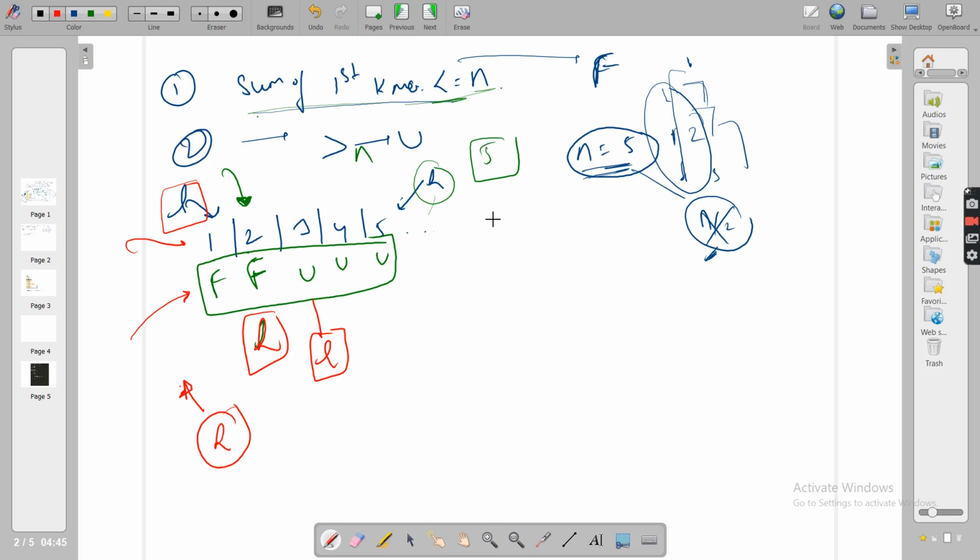And how you got this? We did the sum of the first k natural numbers whose sum is lesser than or equal to n. This number line depends on that. Okay, now let's see one more thing, and I'll just quickly cover it when I finish this.